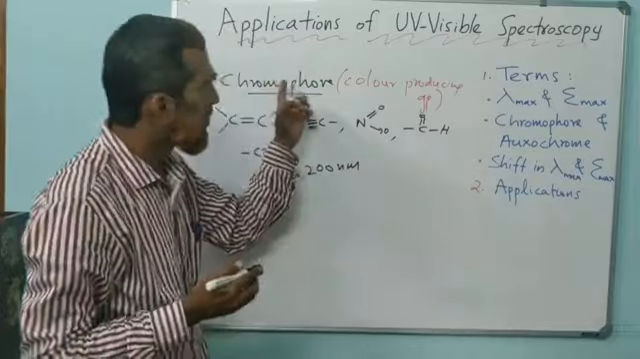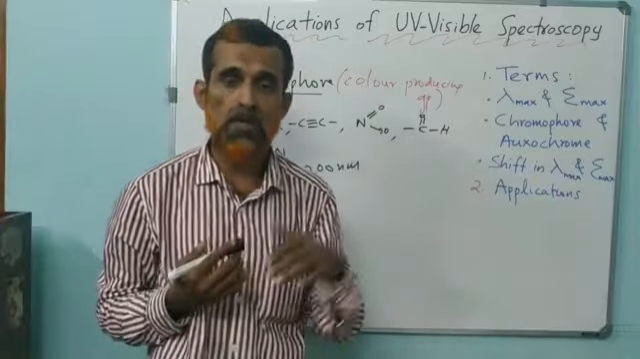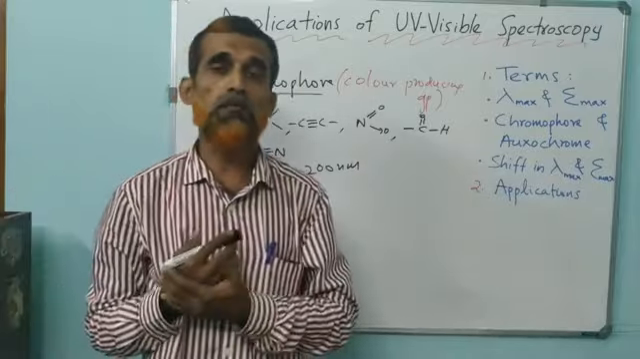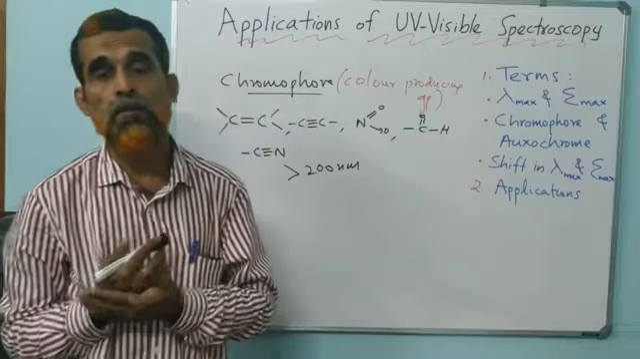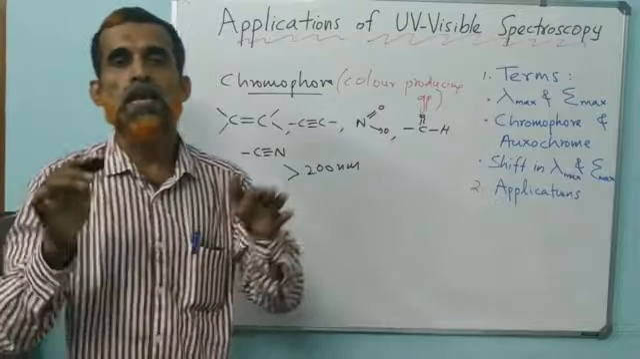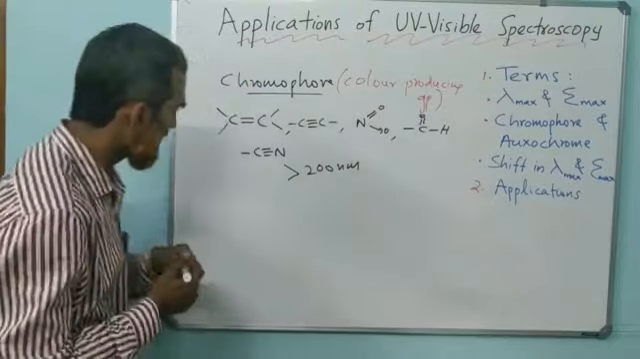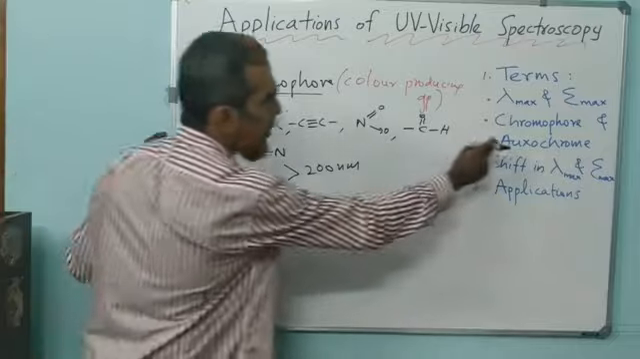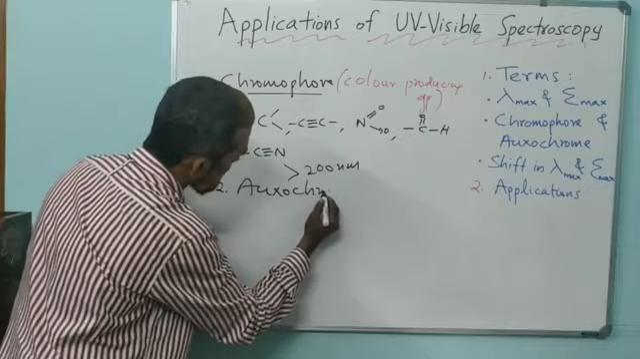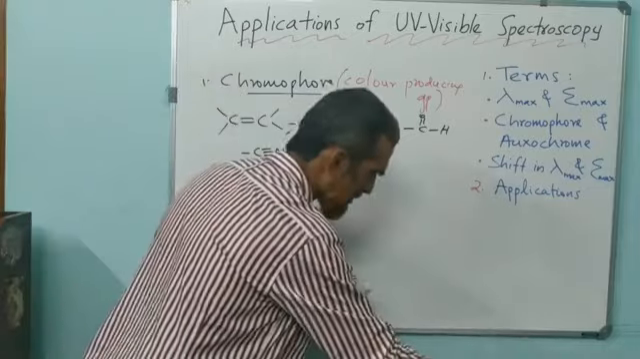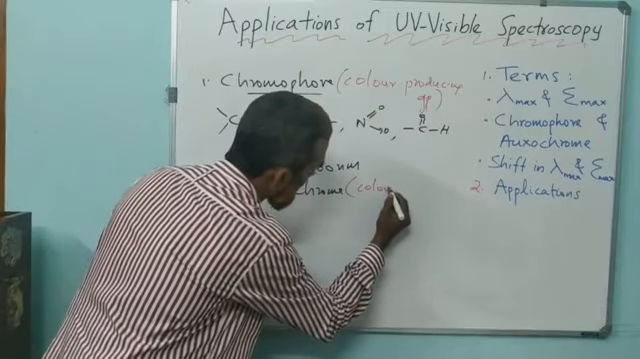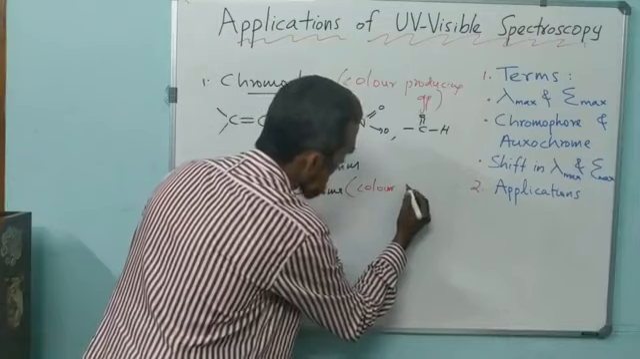So I repeat, chromophores are those functional groups which have multiple bonds or pi bonds and possess characteristic absorption above 200 nanometer in UV visible spectroscopy. Now coming to the second type, that is auxochrome. What is auxochrome? We can simply call them a color strengthening group. I will tell you why this name, color strengthening group.